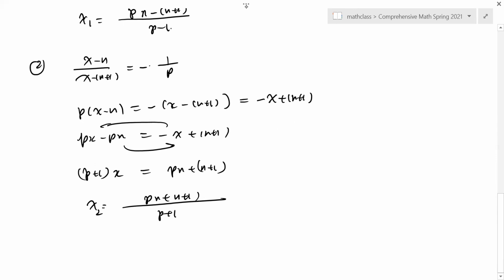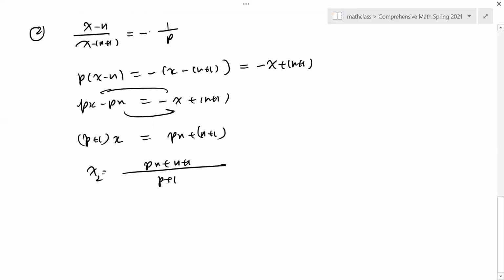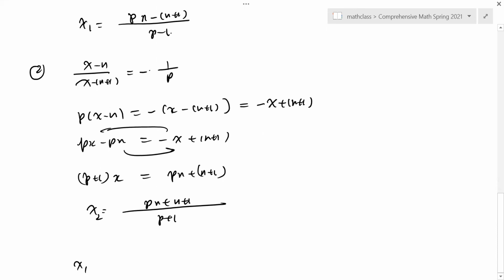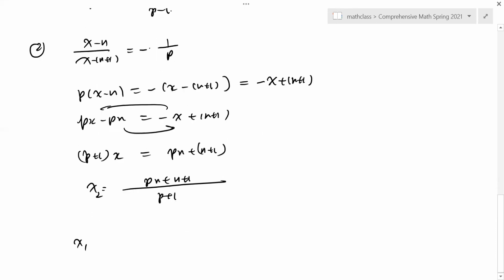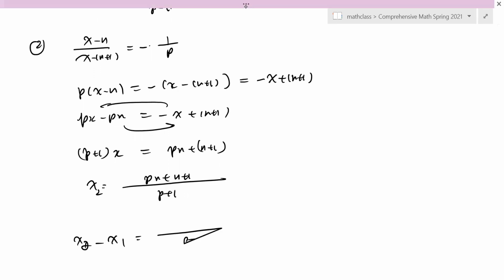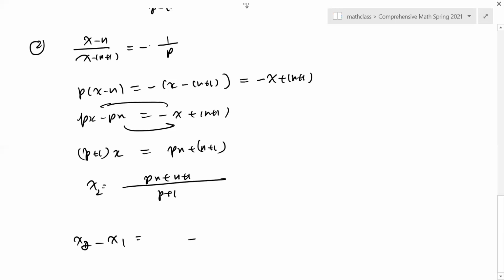Actually, you can always get a very general result. Then you take the difference. I don't know which one is smaller, but it looks like the second one is larger and the first one is smaller. Let's say x1 minus x2, then you simplify it. So you get a very general formula, and you don't need to work on specific numbers.